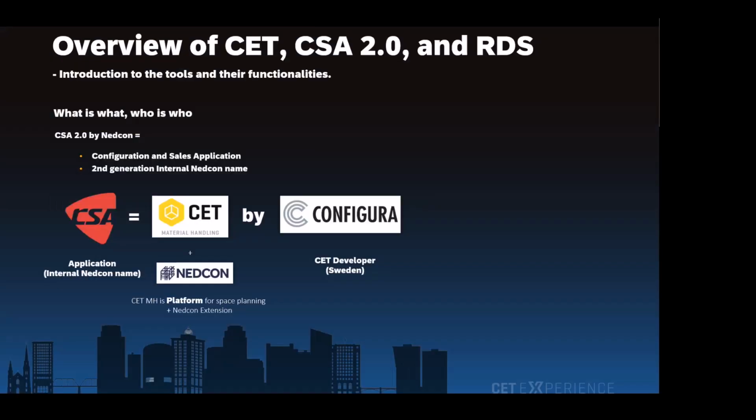What is CET, CSA, and RDS? About CET, I don't have to talk because everybody knows it. But what is CSA and RDS? CSA is a configurable sales application. It's internal for Nedcon, a name from Nedcon. And CET is the main platform for this application.